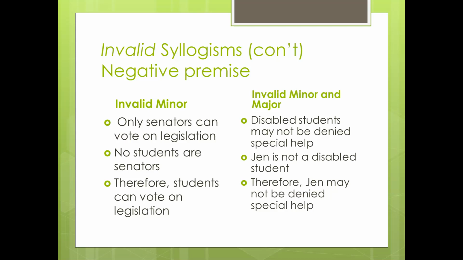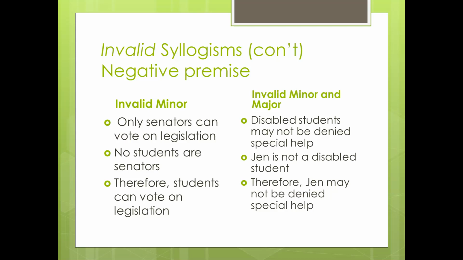So you can see here the invalid minor premise creates all sorts of problems for us. Only senators can vote on legislation. No students are senators. Therefore, students can vote on legislation. So that creates a problem.